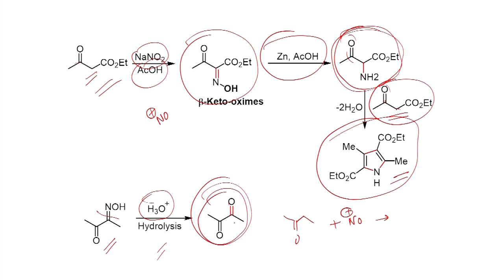If you want to introduce a carbonyl group at this carbon atom, you can try to react with the nitrosonium ion, then you can make the oxime, and once you do the hydrolysis, then you will be able to end up with a carbonyl group. So here an example is shown, you can readily make this diketone from this ethyl methyl ketone as a starting material. When you react with the nitrosonium ion in acidic medium, you can get this oxime that can be readily hydrolyzed to give this diketone as the product.